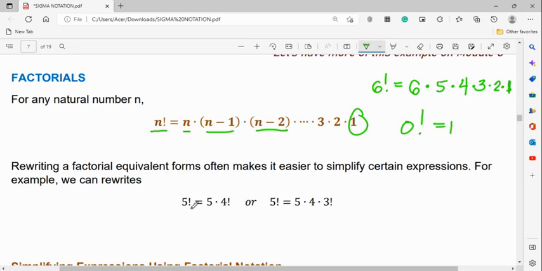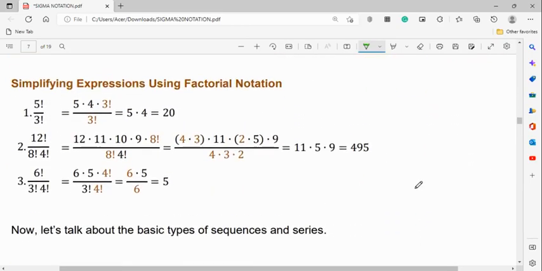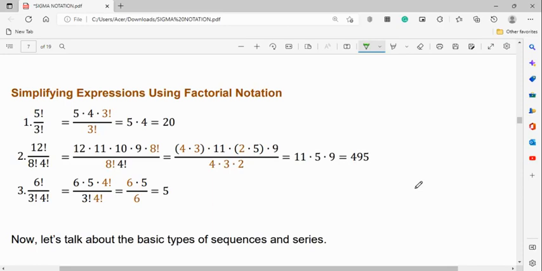Okay? So you can see here 5 factorial can be written as 5 times 4 factorial. Or can be written this way, or you can have 5 times 4 times 3 times 2 factorial. Okay? And so you can evaluate. You can simplify using factorials. Because 5 factorial can be written as 5 times 4 times 3 factorial. So remove 3 factorial here. So the answer is 20.